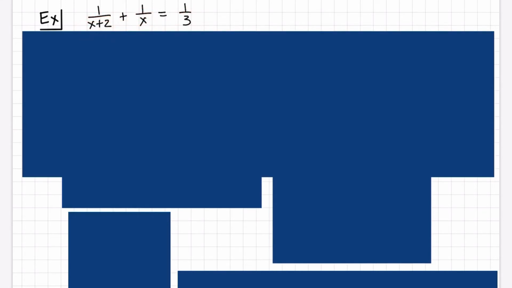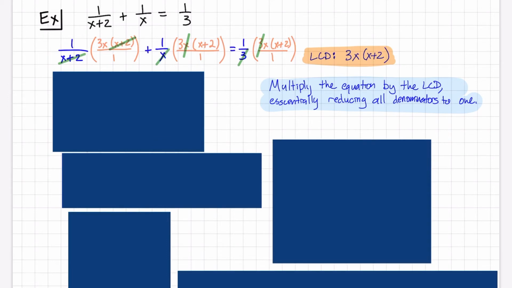It looks like this. So everything gets multiplied, and instead of an x times 3, I called it 3x. Everything gets multiplied by 3x times x plus 2. So you get a 3x times x plus 2 on each term. And I went ahead and put it over 1, so we're clear about that fraction multiplication.